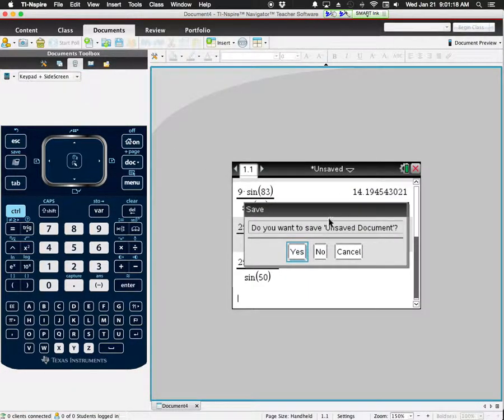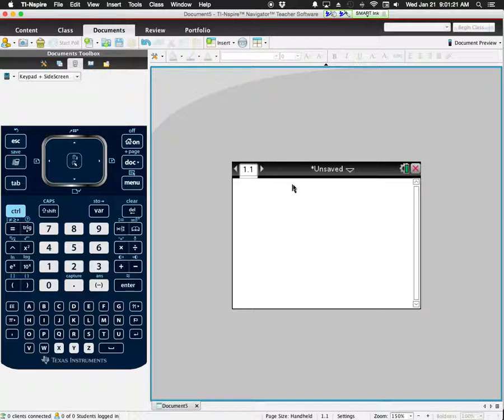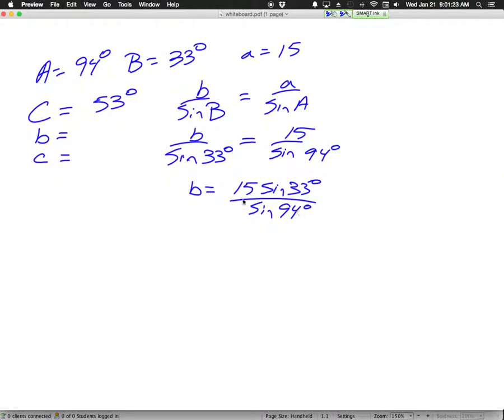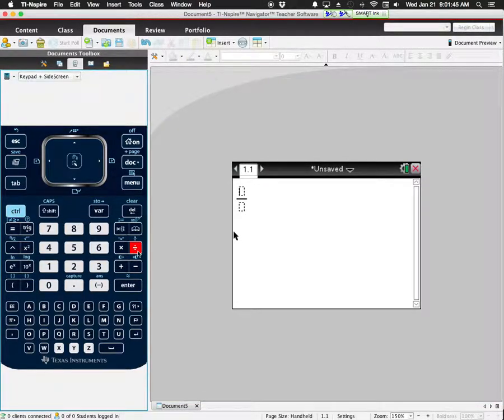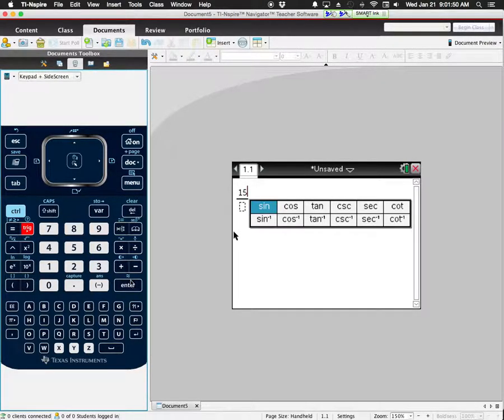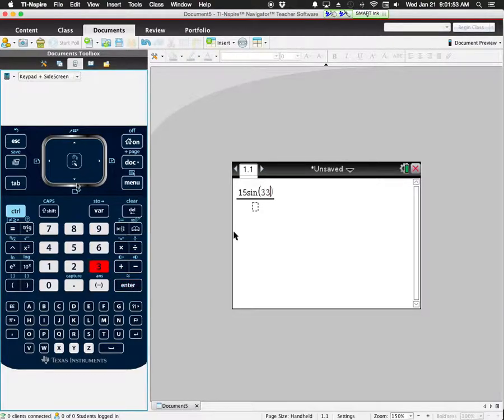So we want a new document, and we want it to be a calculator. What's the best thing to do first to put something like this in my calculator? Make it where you can input it as a fraction. What's that key combination? Control divide. So the top part needs to be 15 sine of 33, and the bottom part needs to be sine of 94.